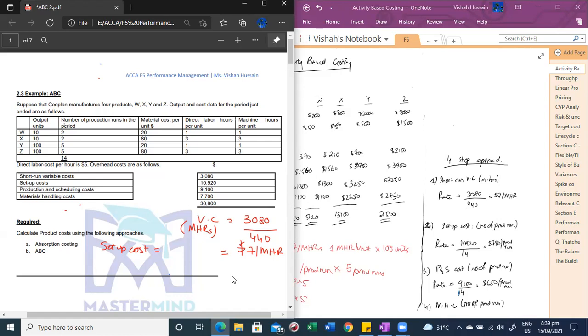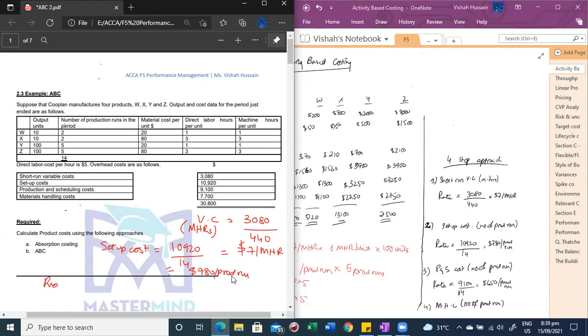Now these are number of production runs in the period, which means they're already in total. They are not per unit. So simply just divide 10920 by 14 because the total number of production runs are 14. So this becomes 780 per production run. 780.